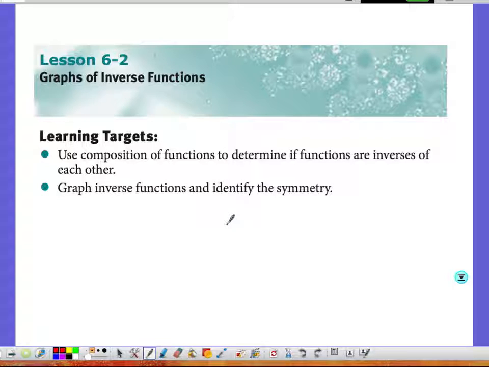Hello, and this video is on lesson 6-2, graphs of inverse functions. This begins on page 93. Learning targets here are to use the composition of functions to determine if functions are inverses of each other, and to graph inverse functions and identify the symmetry.